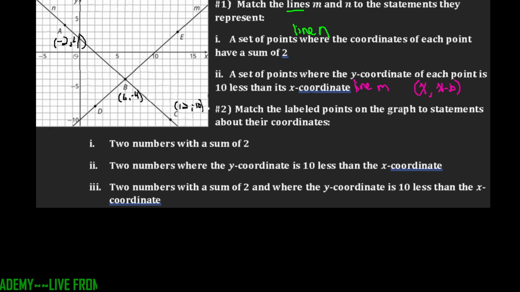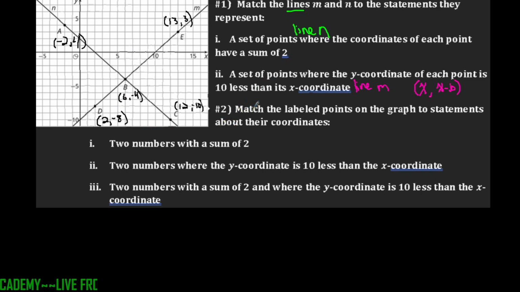So if we look at the points, let's draw these out. So this point D is 2 and -8. So that matches up. Point B we already have. 6 minus 10 is -4, so that works out. And this point E is 13, 3. So each of those points match up with what we have.